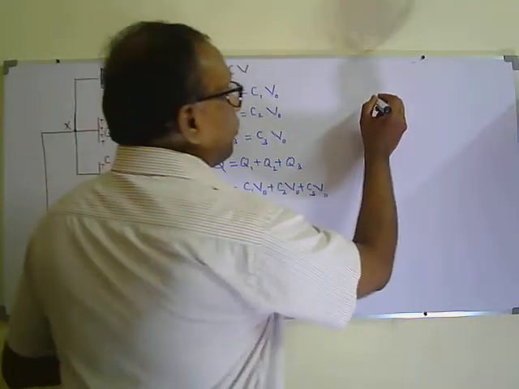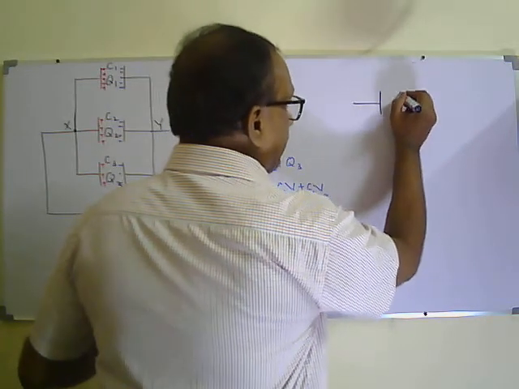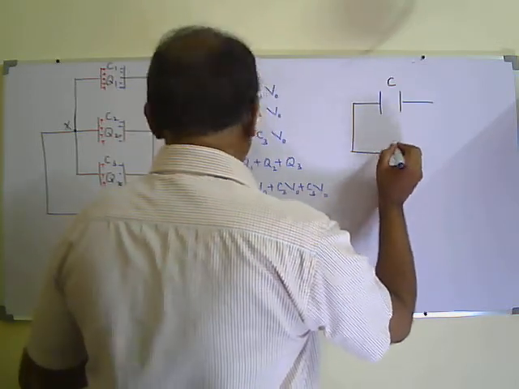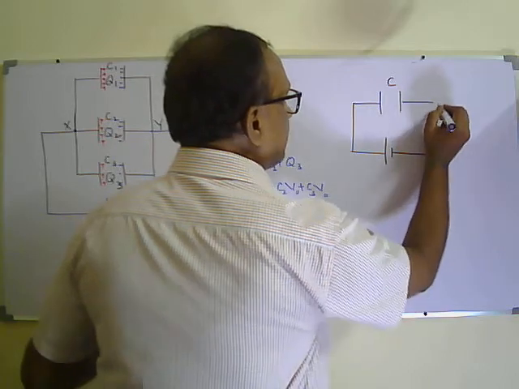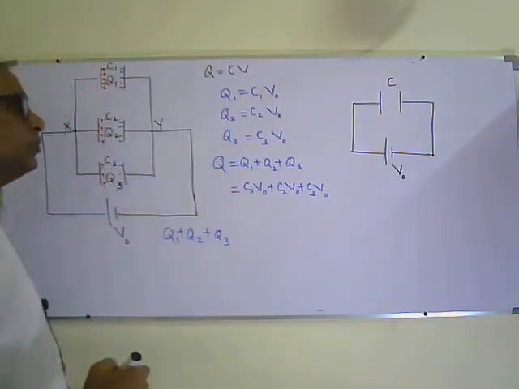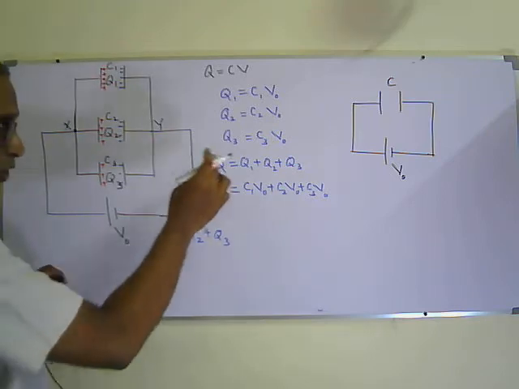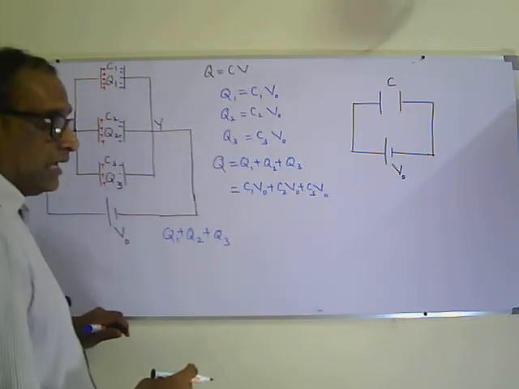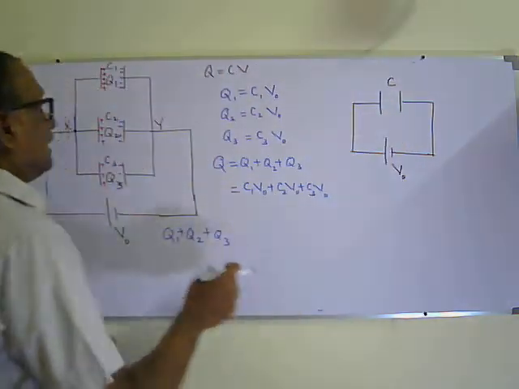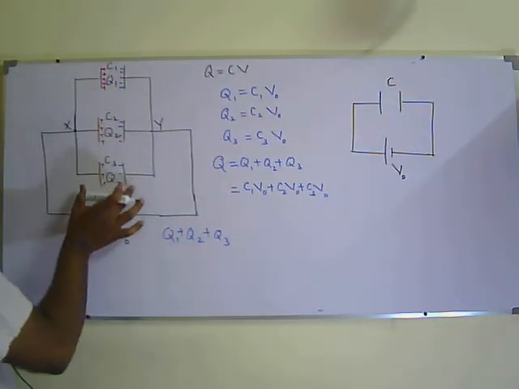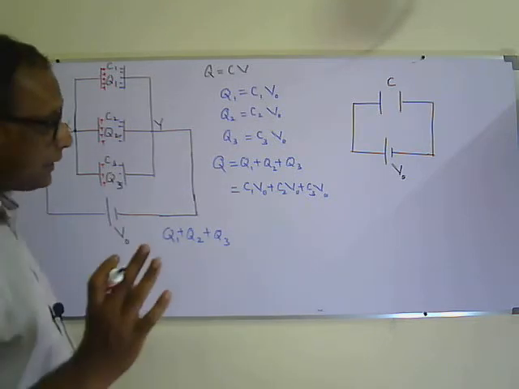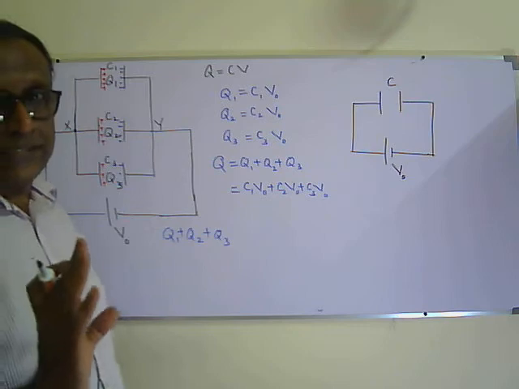So when I connect a single capacitor, a unique capacitor, which has capacitance C, across the same power supply, which has EMF V naught, if the charge flown in the circuit is Q1 plus Q2 plus Q3, then I can say this capacitance is equivalent to all these three capacitors when they are connected in parallel. That's the meaning of equivalent capacitance.